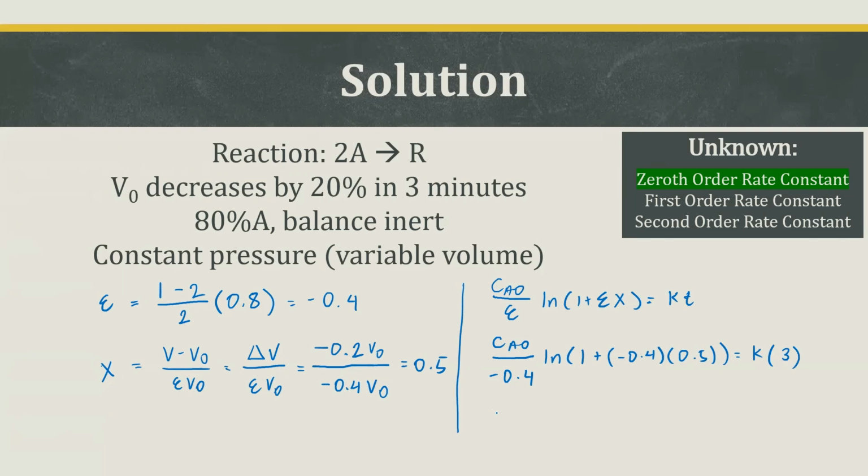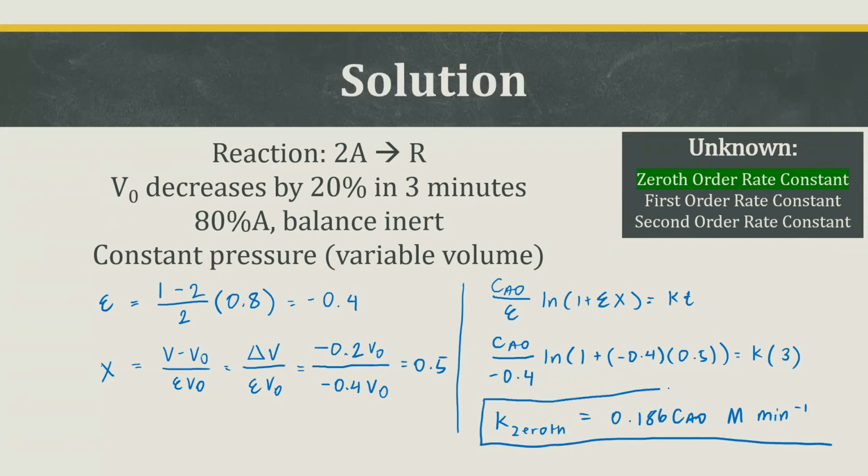So simplifying, you should get k for the zeroth order to be 0.186 CA0. Then since this is zeroth order, the unit is molar per minute. Okay. This is now our answer for the zeroth order rate constant. Let's now proceed to the first order rate constant.